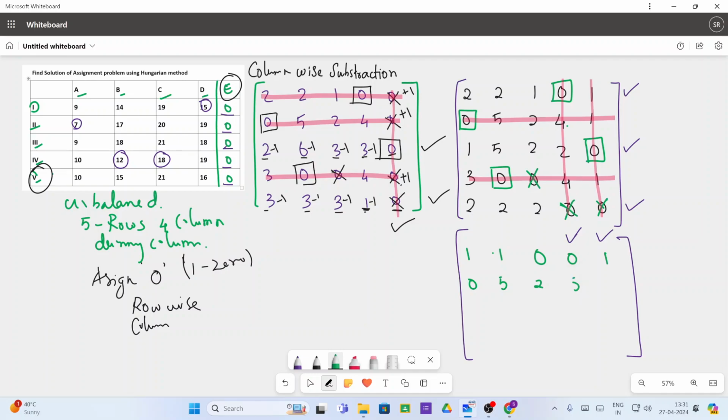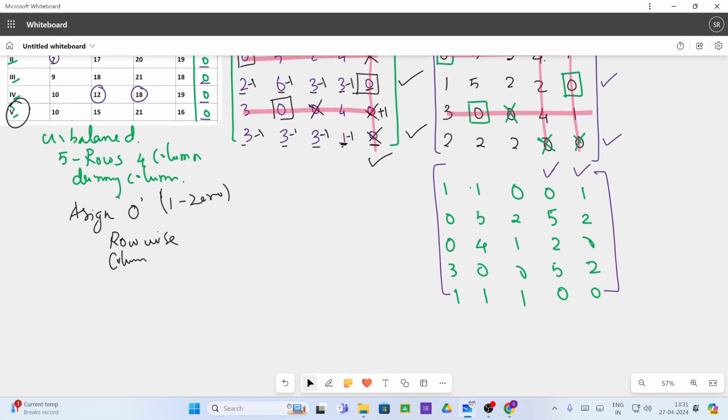so it is going to be 5, and this is again an intersection point, so this will become 2, and this is going to be 0, and 4, 1, 2, and 0, and 3, 0, 0. This is an intersection point, it is going to be 5, and this is an intersection point, it is going to be 2, and the last row it is going to be 1, 1, 1, and this is 0, and this is again 0.